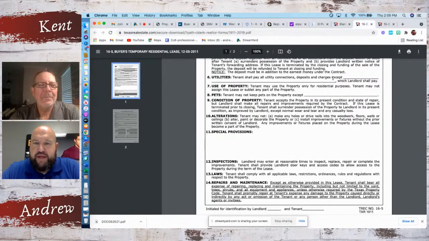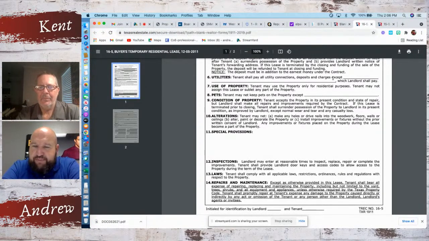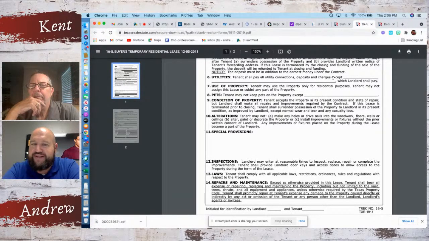Use of property. Tenant may use the property only for residential purposes. Tenant may not assign the lease or sublet any part of the property. Tenant may not keep any pets on the property, except if you're going to have a pet, we've got to have it in there and have that knowledge now. Tenant accepts the property in its present condition and state of repair, but landlord shall make all repairs and improvements required by the contract. If this lease is terminated prior to closing, tenant shall surrender possession of the property to the landlord in its present condition, as improved by landlord, except normal wear and tear and the casualty loss.